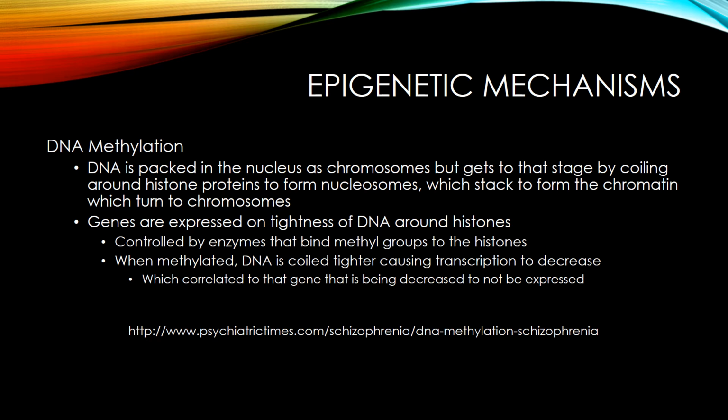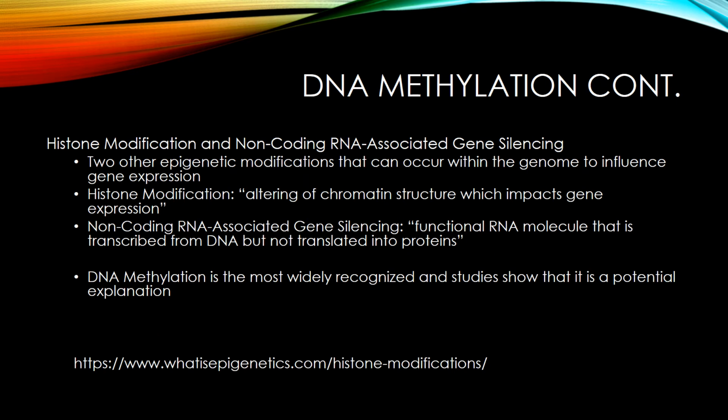These genes are expressed based on how tightly or loosely the DNA is wrapped around the histone proteins. The coiling of DNA around the histone proteins is controlled by enzymes that bind methyl groups to the histones. When histones are methylated, the DNA is coiled tighter, causing transcription to decrease. So when transcription of certain genes is decreased, they're not expressed. When transcription of certain genes is increased, those are the genes that are expressed, even though some of the genes that aren't being expressed are part of the genome. So just a little more.